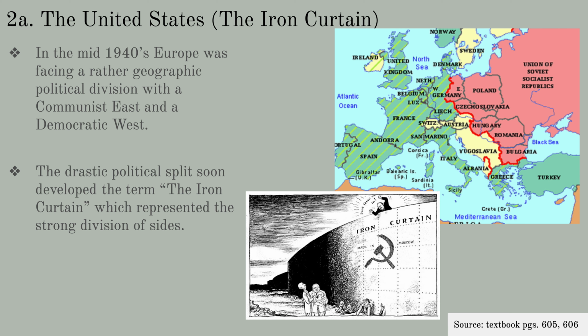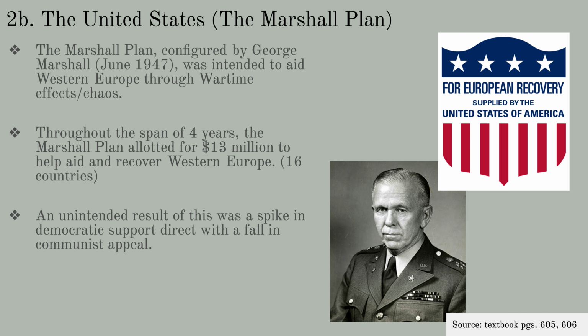2A, the Iron Curtain. In the mid-1940s, Europe was facing a rather geographic political division, with a communist East and a democratic West. The drastic political split soon developed the term, quote-unquote, the Iron Curtain, which represented the strong division of both sides. The picture on the bottom left is a political cartoon about the Iron Curtain, and the picture on the top right is an actual map of where the Iron Curtain was.